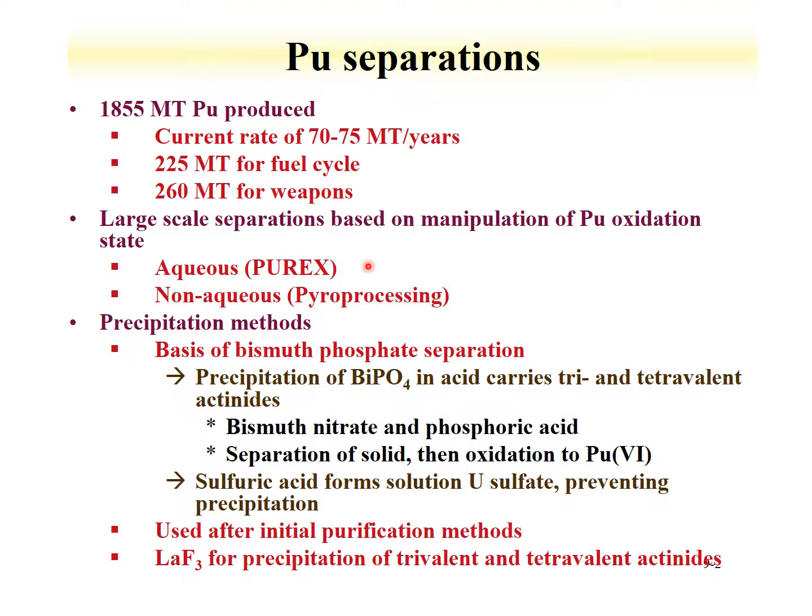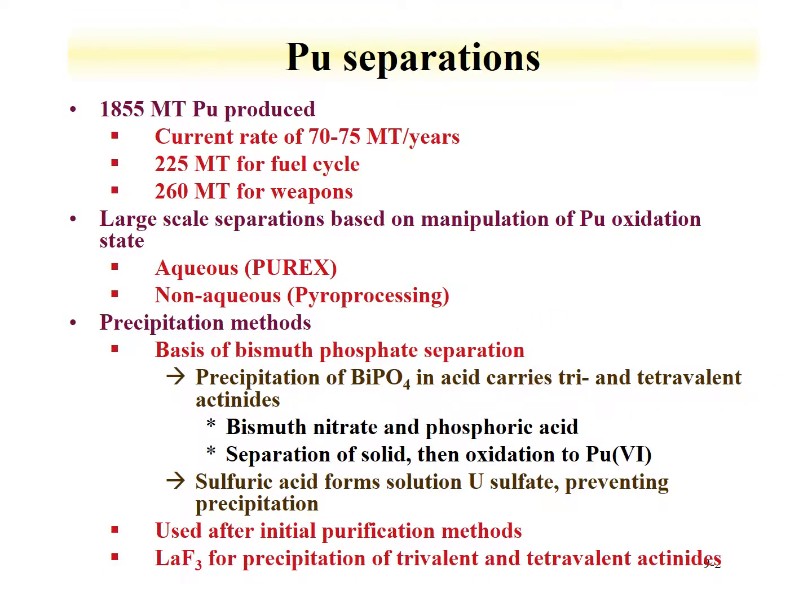As we discussed earlier, Purex is a large-scale processing route for separation of plutonium. As we gave detail on this separation route in earlier lectures, it will not be covered for the plutonium. The first route for separating out plutonium on a large scale is the bismuth phosphate process. This was done during the Manhattan Project, and you get precipitates of bismuth phosphate in acid. These precipitates carry tri- and tetravalent actinides.